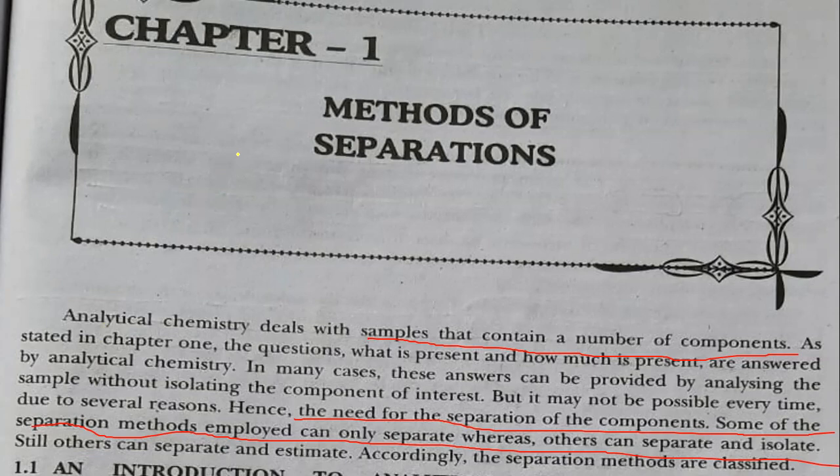Methods of separation. In analytical chemistry, we know that we carry out the qualitative and quantitative analysis of substances. But for your information, this chemistry branch is not just restricted to qualitative and quantitative analysis. This branch carries out separation. Then you can do the qualitative analysis, you can do the quantitative analysis, you can do the isolation. These are the different things which are under the same shadow in analytical chemistry.